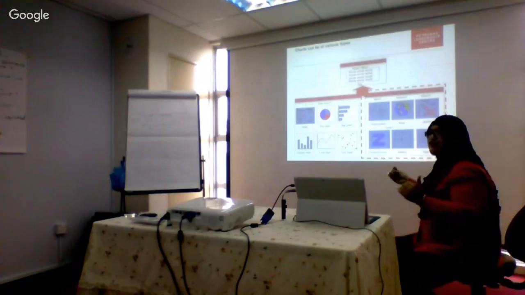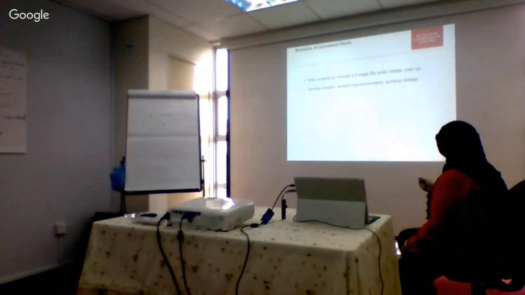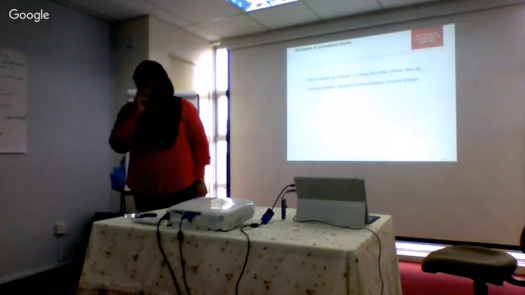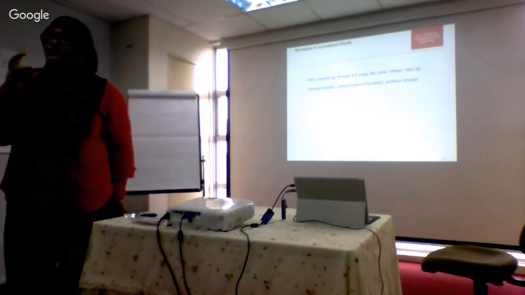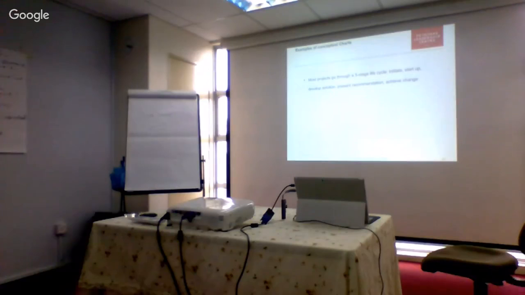This is serious. And then we are talking about non-quantitative charts: organization chart, flow chart, process, logic trees, Gantt charts. Most projects go through a 5-stage life cycle: initiate, startup, develop, solution, present, communication, achieve change. How would you draw your visual? When I say 5-stage life cycle, choose your kind of visuals to help explain it. Do it now. Don't copy. I don't want to see the same chart. Okay?